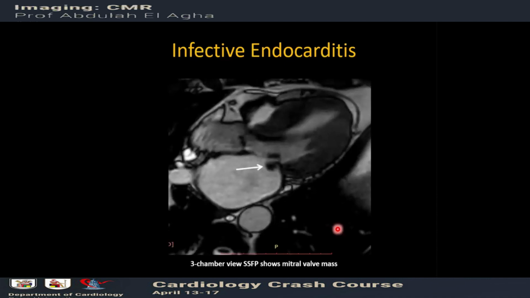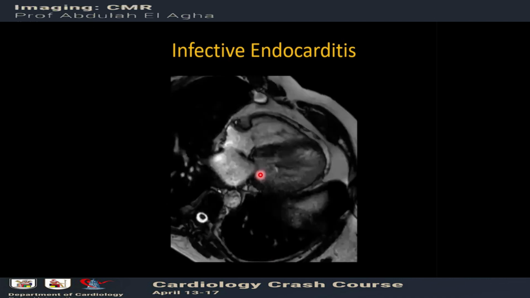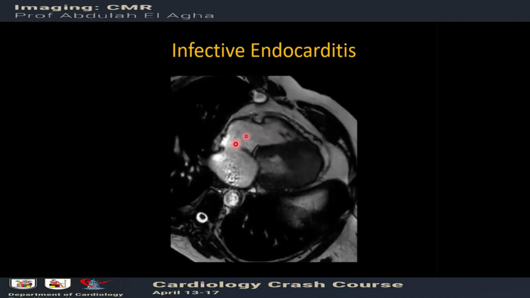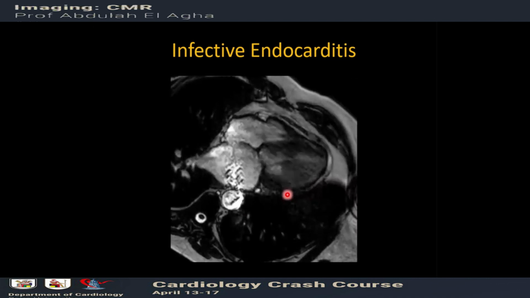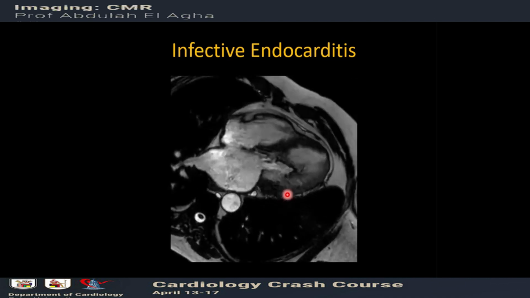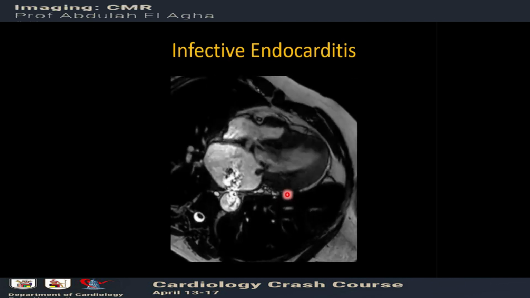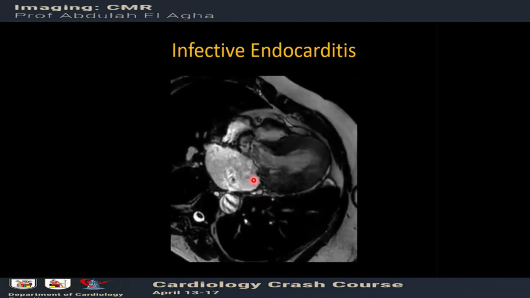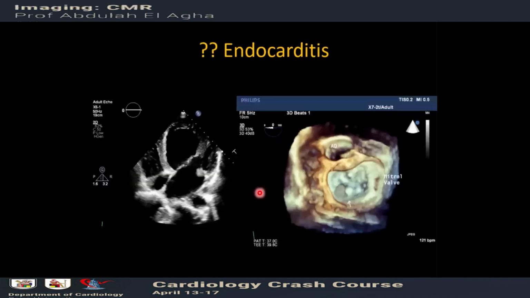For endocarditis, of course, echocardiography is the hallmark for the diagnosis. This is a mitral valve mass, vegetations. You can look at any vegetations by cardiac MRI. This is part of a study in our department that we were doing for CMR and infective endocarditis. And as you see, there's a mass here on the mitral valve.